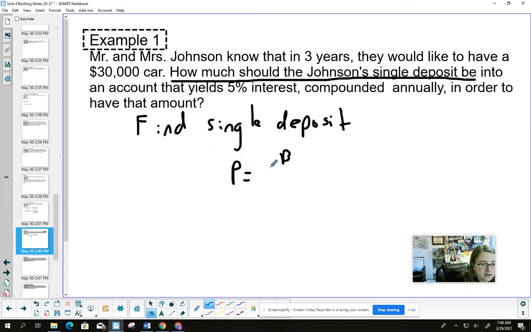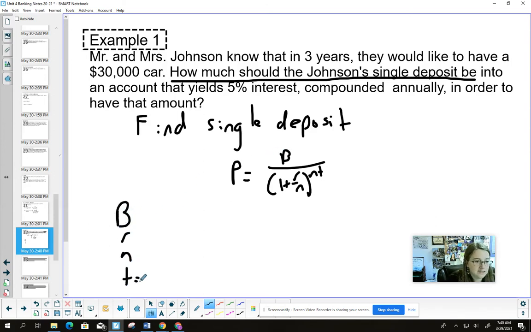P equals B over 1 plus R over N to the NT. So with that in mind, now that this is a P equals formula, my four variables that I'm going to be plugging into are B, R, N, and T. Again, we know that we're not going to plug into P because this formula is too complicated to do that. We'll only plug into the variables on this side. You're not going to plug into P.